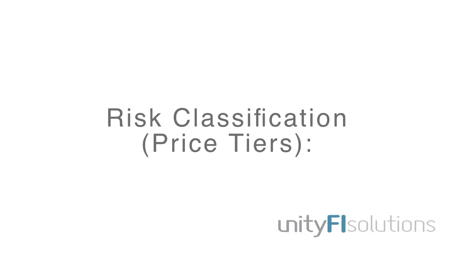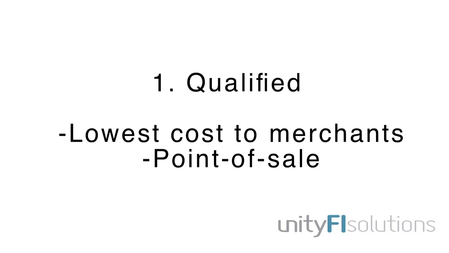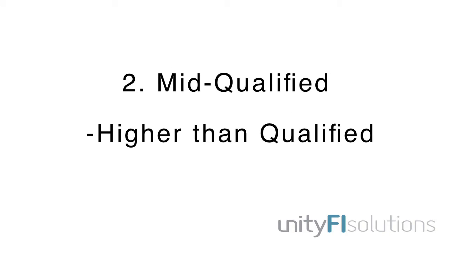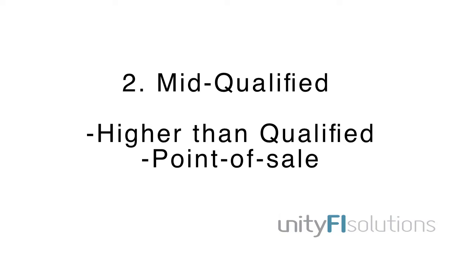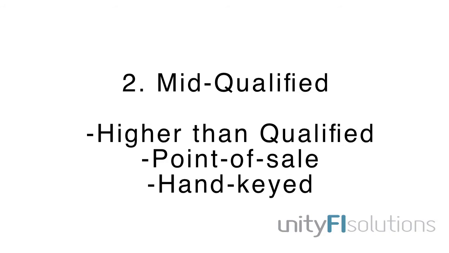These are the tiers. Qualified. These are the lowest cost to merchants. The transaction falls into this tier at the point of sale where the customer actually hands you the card and it's run through a terminal credit card machine. Mid-qualified or mid-qual, these fees are higher than qualified. The transaction is at the point of sale when the customer actually hands you the card but it is not swiped through a terminal. It is hand-keyed.